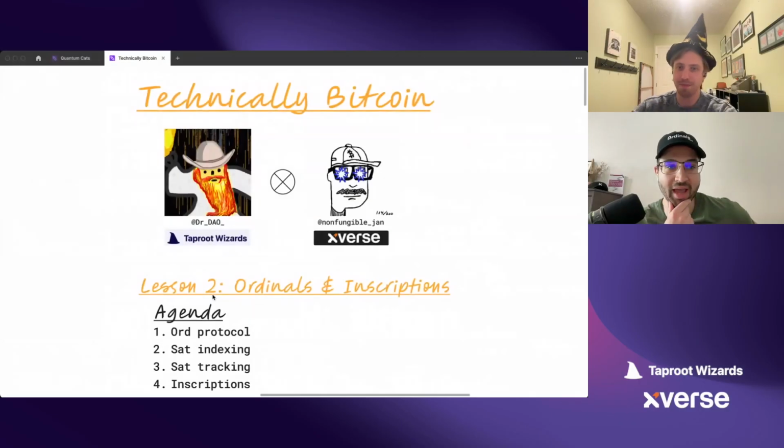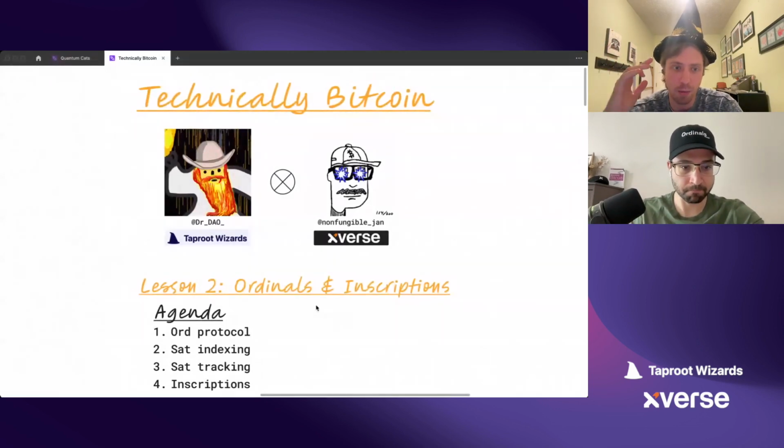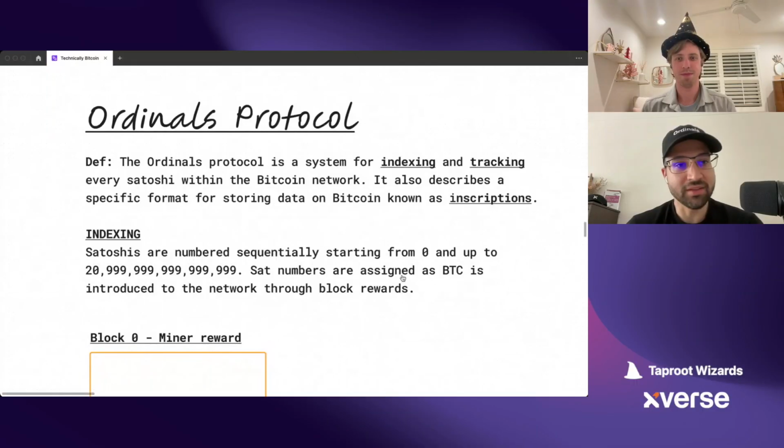Today, we're talking about ordinals and inscriptions. So the overall agenda today: I want to talk briefly about what the Ordinals Protocol is. We'll talk about SAT indexing and SAT tracking, which is very critical for the Ordinals Protocol. And then the second fun part, inscriptions, which is how we get all of our beautiful digital artifacts sitting in our wallets today. Tyler, do you want to tell us a little more about what this Ordinals Protocol is all about?